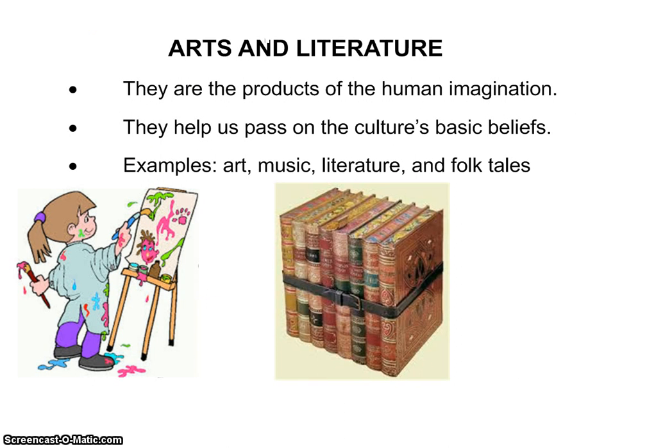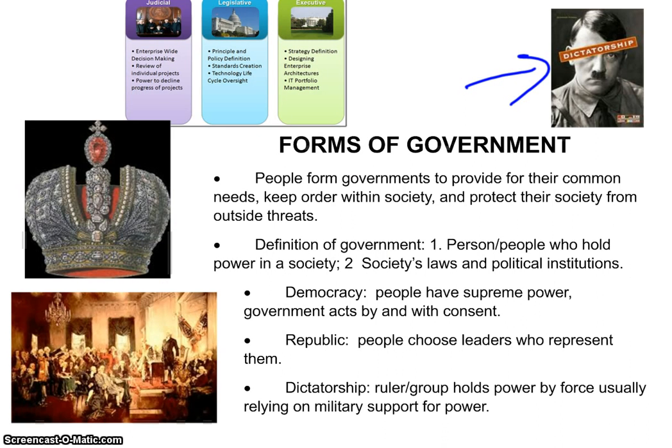Arts and literature. They're the products of our imaginations, the things we dream up. And a lot of them are based in the hopes and beliefs of our society and what our culture is. And they help us pass on the culture's basic beliefs. We're going to look at a lot of these things and you'll see how they can really tell us a lot about a people's culture. They're examples of art, music, literature, the folk tales that different societies share.